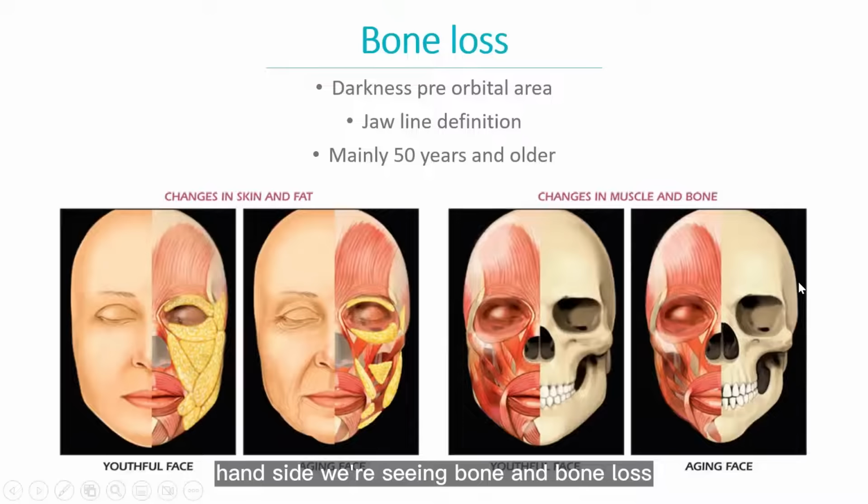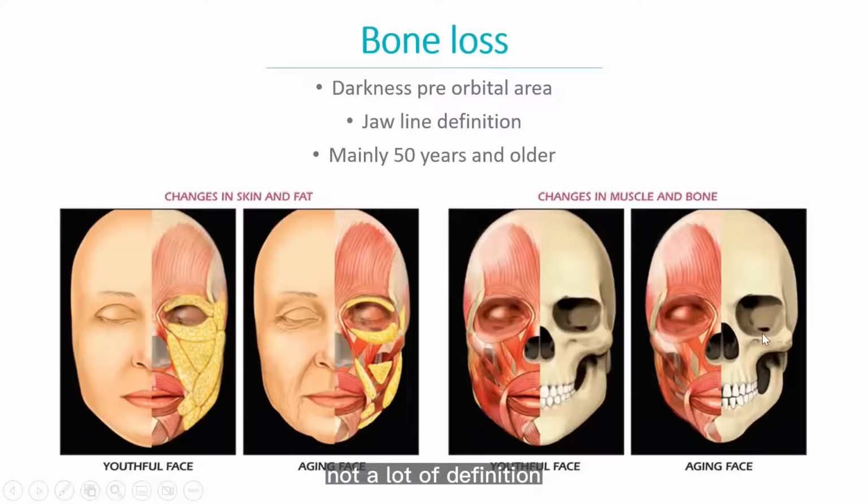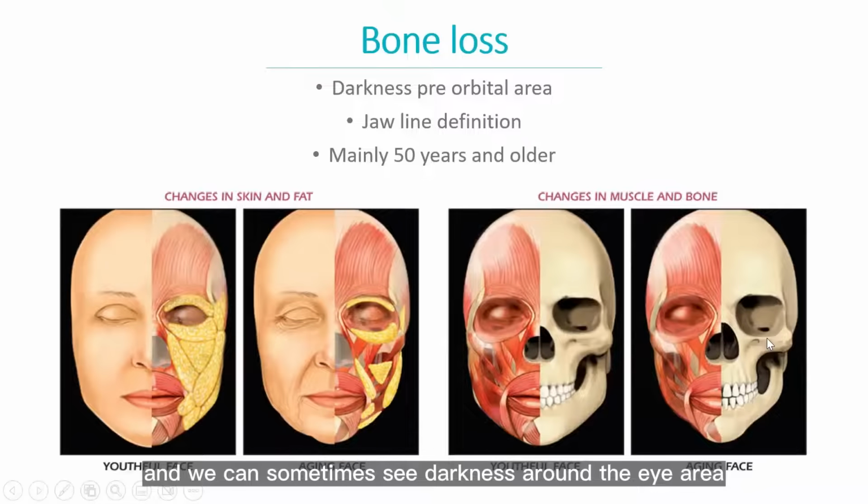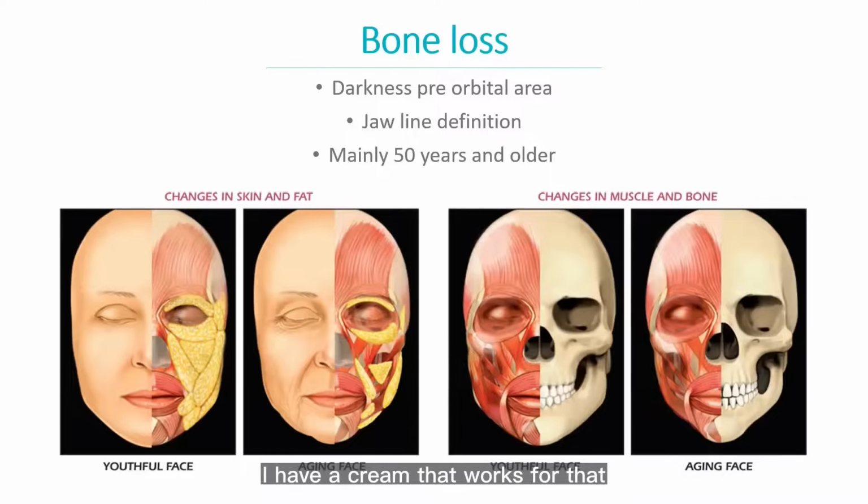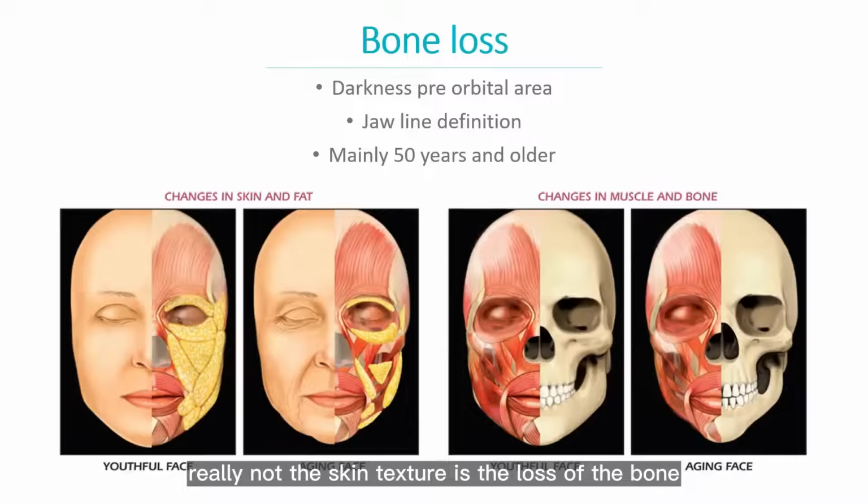Now, on the right-hand side, we're seeing bone and bone loss. And we're seeing again, right on the jawline, very weak and very undefined right here, not a lot of definition. Also, the eye socket becomes more hollow, and we can sometimes see darkness around the eye area. I hear estheticians saying, well, I have a cream that works for that, but creams are not going to do this because this is hollowing of the area. And now we're starting to see that darkness under the eye. It's really not the skin texture, it's the loss of the bone. Mainly 50 years and older, easy to identify in the periorbital area and jawline definition.